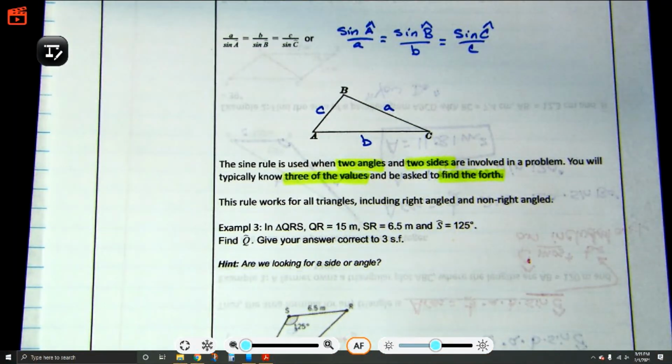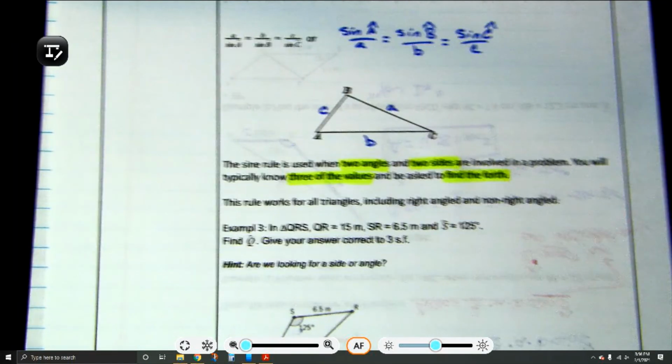Sometimes they'll give you 2 angles and a side, and they'll say, find the other side. Or they'll give you 2 sides and an angle, and they'll say, find the other angle. But it always involves 2 sides and 2 angles. So let's see how it looks. Let's do example 3, which I just noticed I misspelled. There's an E there. My apologies.